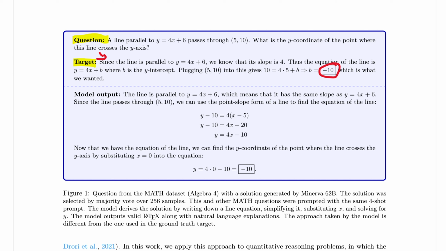If we look at the model output, we can see it says the line is parallel to y = 4x + 6, which means that it has the same slope as this equation, which is true. That's the definition of something being parallel, right? Since the line passes through (5, 10), we can use the point-slope form of a line to find the equation of the line. And you can see it actually writes out its steps here and explains its answer and does come to the right answer.